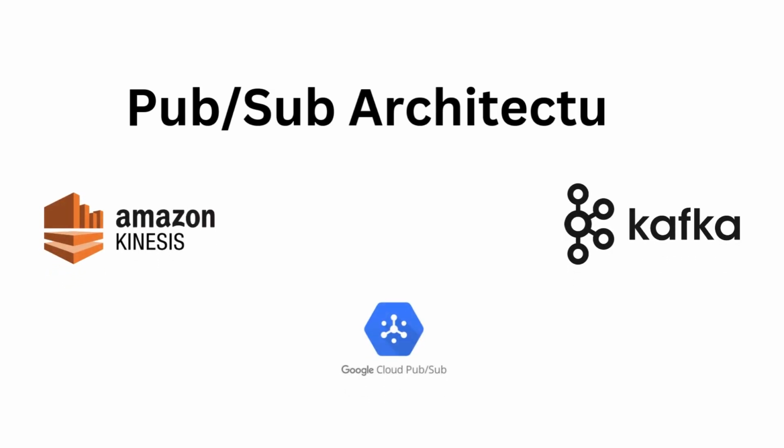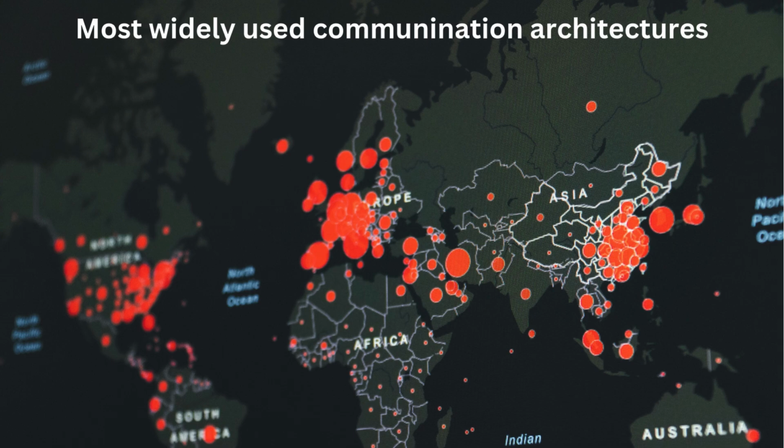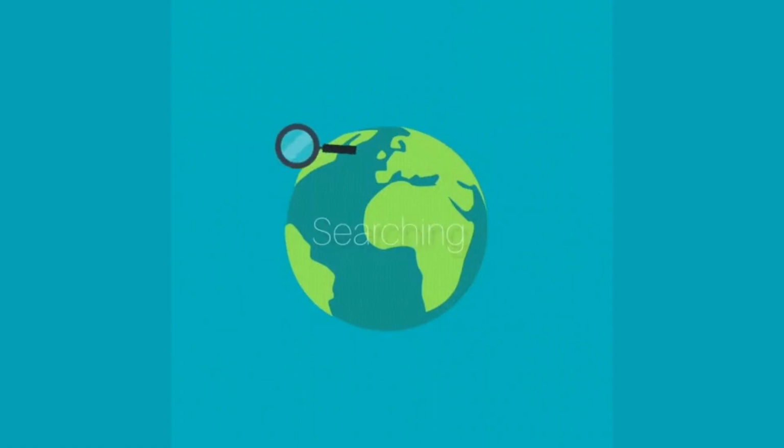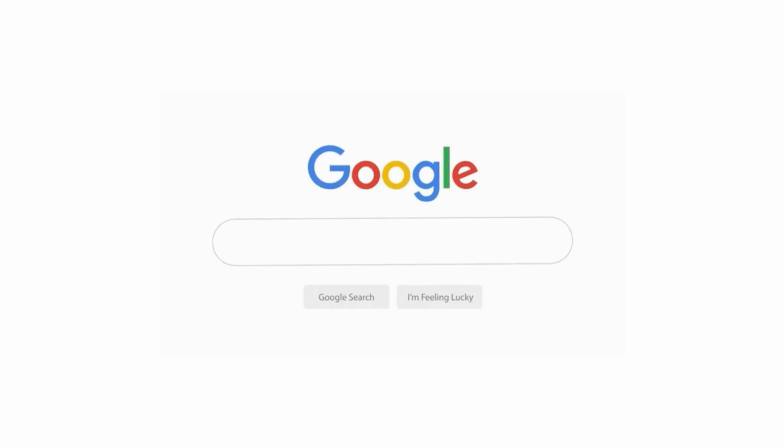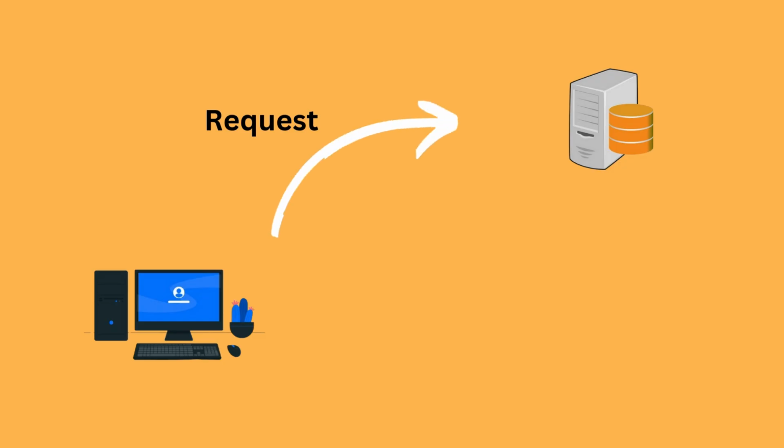Today, we're going to talk about pub/sub architecture, one of the most widely used communication architectures in the world today. First of all, how do we find information from the internet? When we use our laptops to perform a quick search, our devices act as clients. We send a request, and if everything checks out, the server holding our information provides it to us.